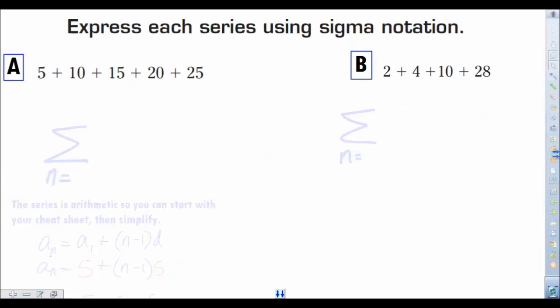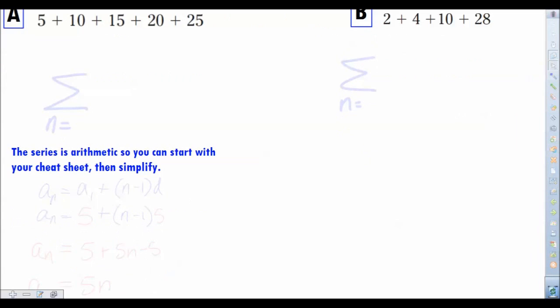So let's take a look at these two. If we look at example A, 5, 10, 15, 20, 25, notice that series is arithmetic. So we could start maybe using our cheat sheet if we need to. So a lot of you might be saying, oh, well, that's easy, it's 5n. Once again, not all students see it as quickly as others.